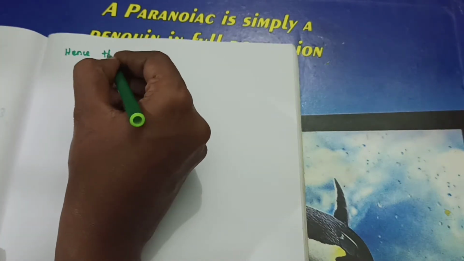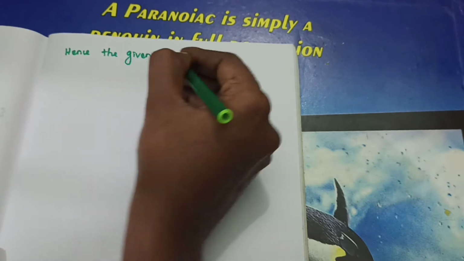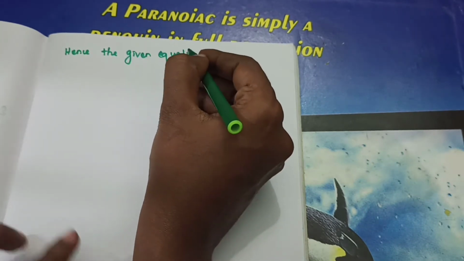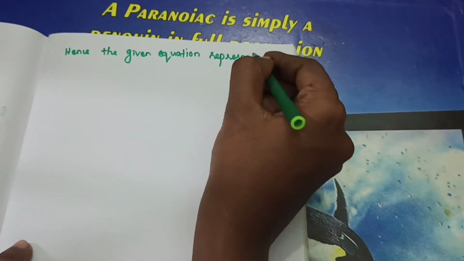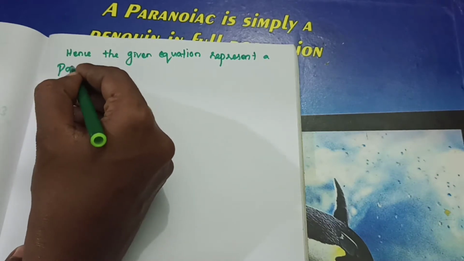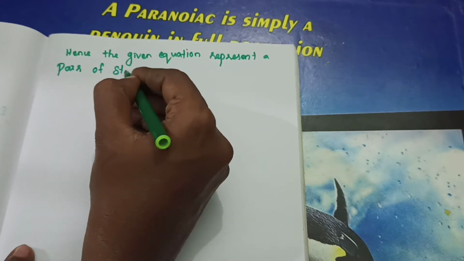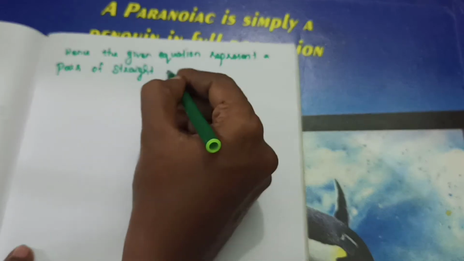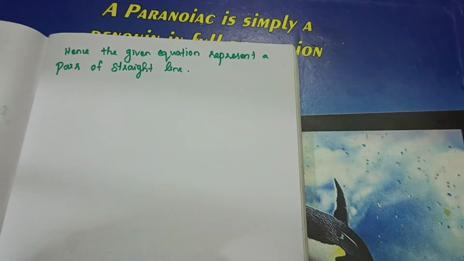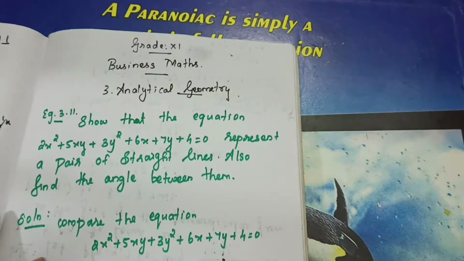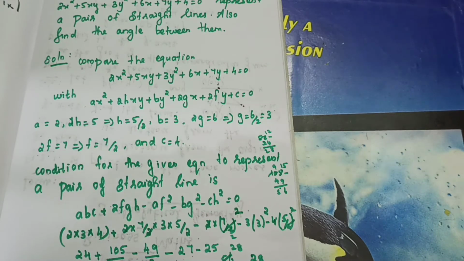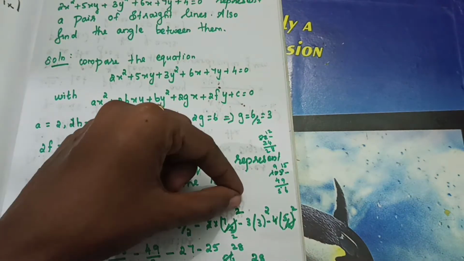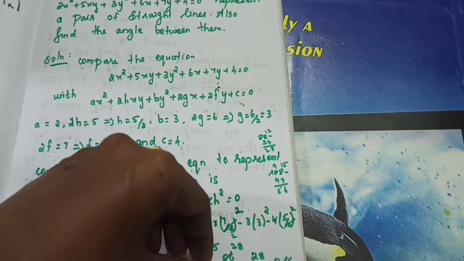Therefore, hence the given equation represents a pair of straight line. Okay, therefore the given equation represents a pair of straight line. All of you understand? So what you need to do, first you compare, find out all the values. It is given in the question, show that the equation represents a pair of straight line. This is a condition. Substitute all the value. If you get the answer as 0, you will say it represents a pair of straight lines.